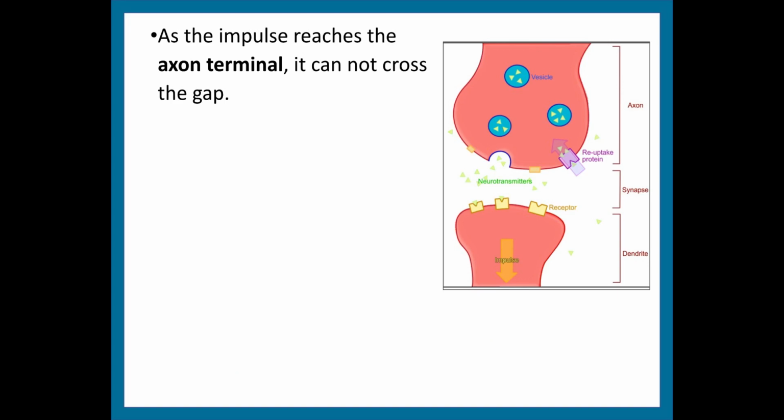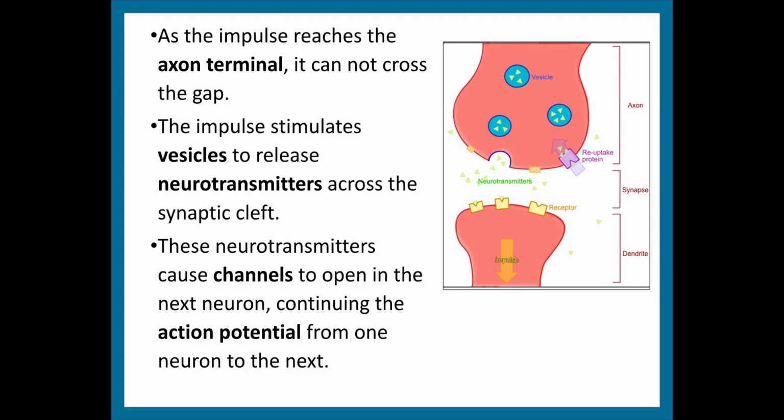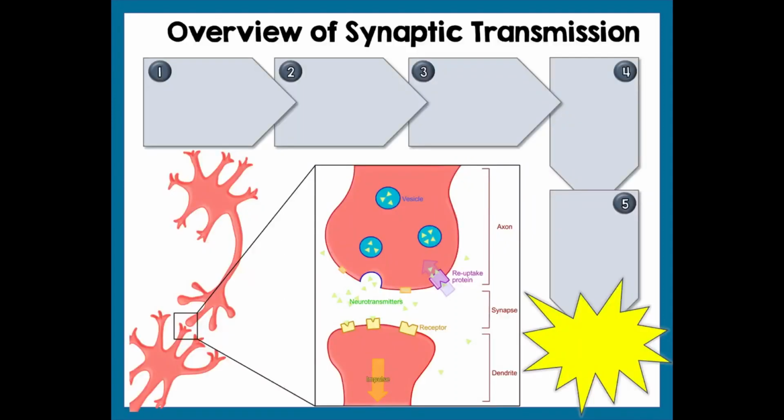As the impulse reaches the axon terminal, that's the end of one of the neurons, it can no longer cross the gap. So the impulse stimulates vesicles to release neurotransmitters, and those neurotransmitters move across the synaptic cleft. These neurotransmitters cause channels to open in the next neuron, continuing the action potential from one neuron to the next.